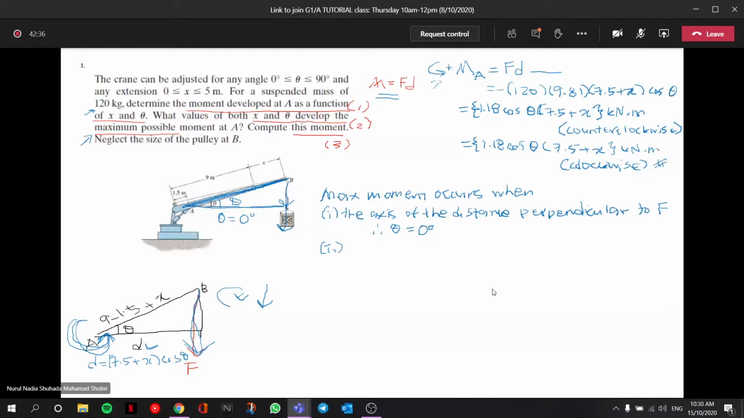So as you can see, there is d here. What that means is that the larger the value of distance, the larger the value of moment. So in this case, since the largest value of x given is only up until 5 meters, that means maximum moment occurs when the x value is max. Therefore, x equals 5. So this is the answer for the second part. Do you guys have any questions for the second part?